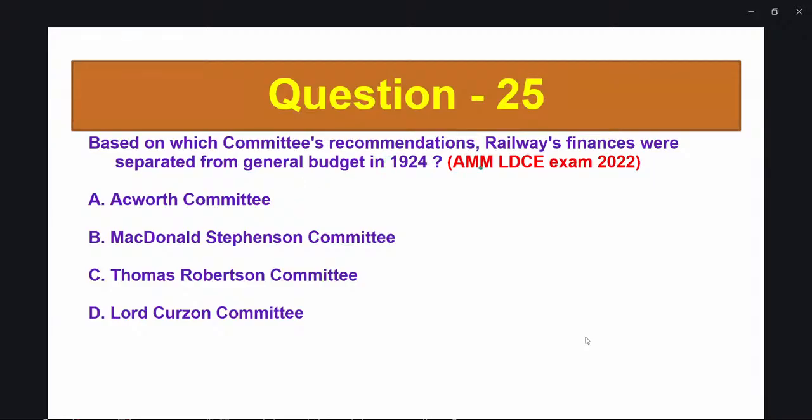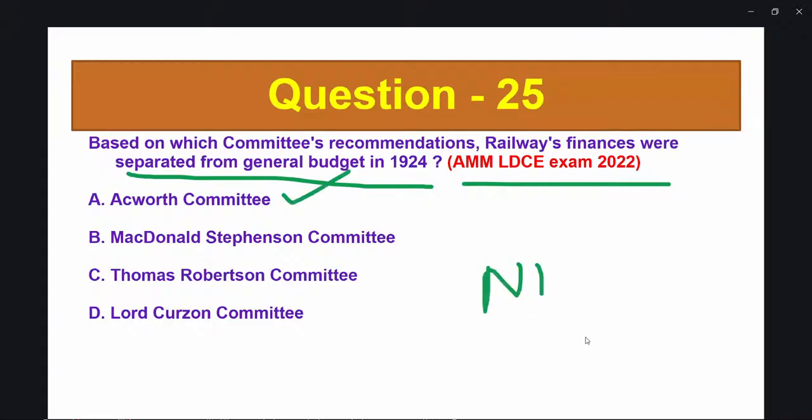Based on which committee's recommendation were the railway finances separated? AMM 2022. Yes, all of you know, Acworth Committee. Merger is NITI Aayog, and separation is the Acworth Committee. And another noted development from this Acworth Committee is the appointment of the Financial Commissioner in 1923. Also it is the recommendation of the Acworth Committee.